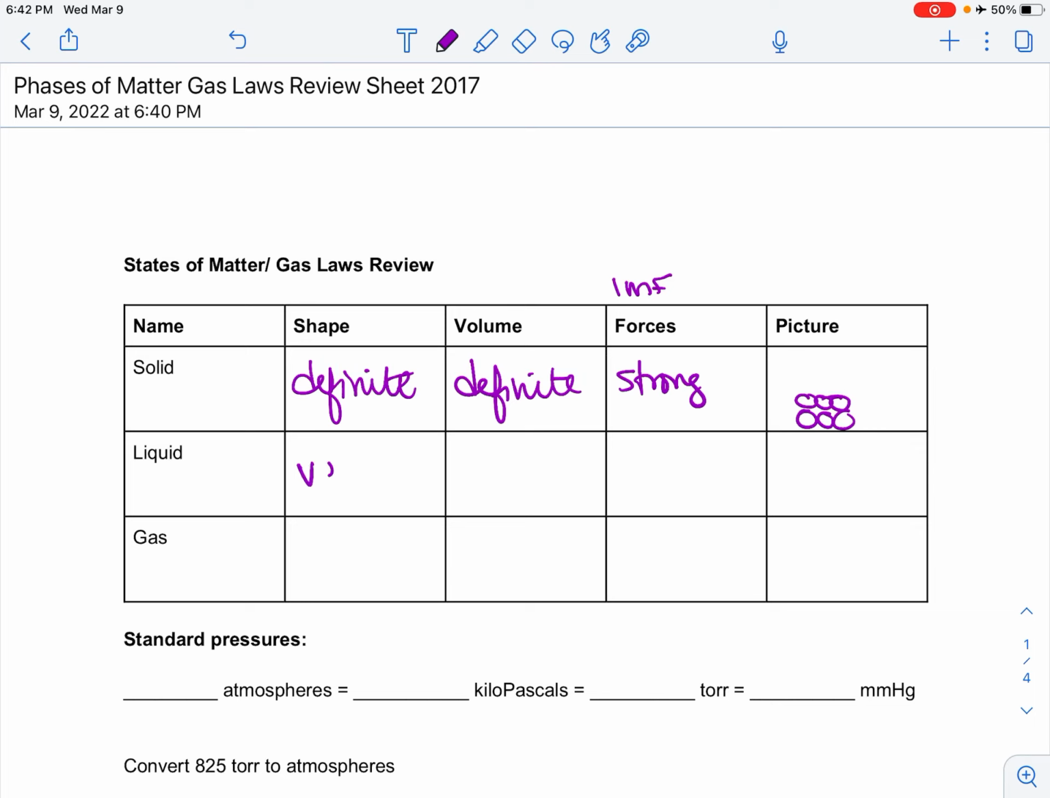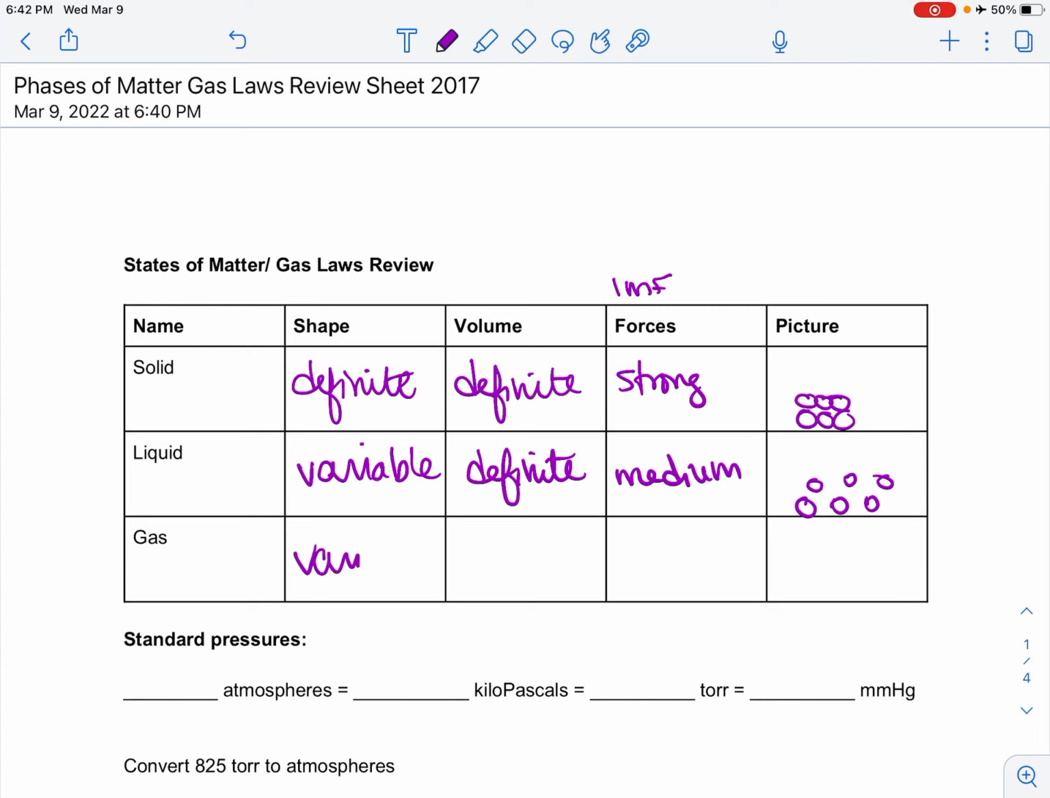Liquid, variable shape. That's why you can pour water into different shapes of an ice cube mold, and you put it in the freezer and it stays. Volume, that is definite. That's going to stay. Forces are medium, moderate, and your particles are going to be a little bit further apart this time.